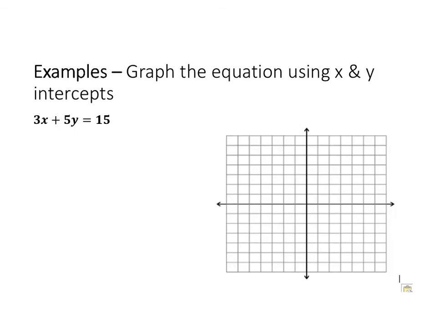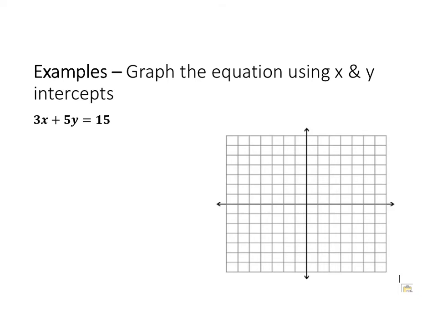Alright, so here's our example with finding the x and y intercepts. Normally you're going to find the x and y intercepts when the equation is in standard form, when the x term and the y term are on the same side of the equal sign. Some other requirements: you always put the x term first, it has to be positive, and it has to be a whole number.